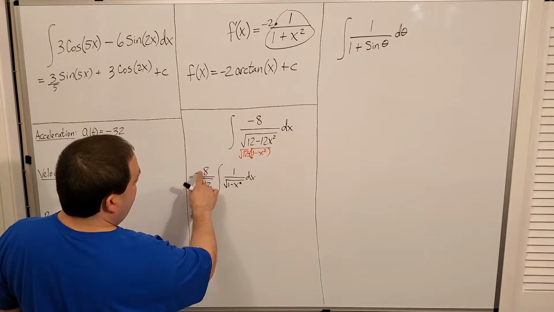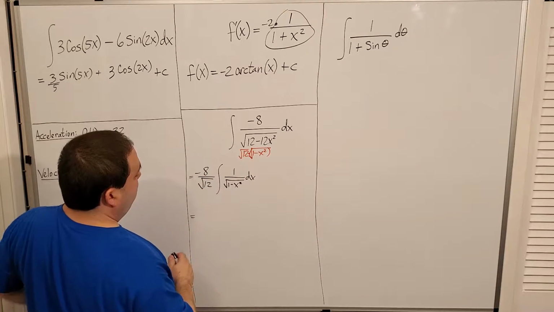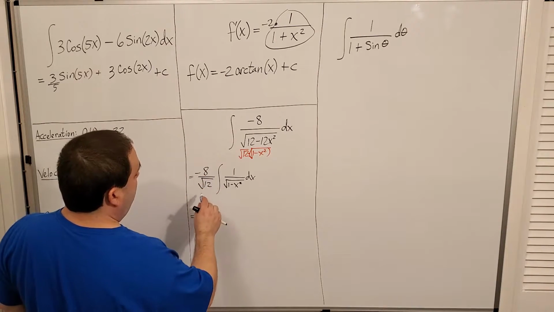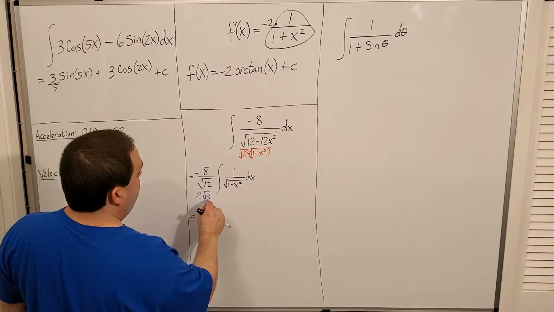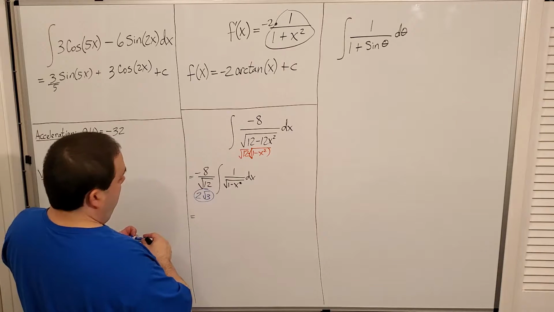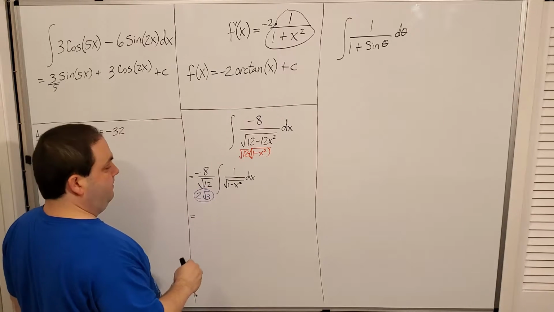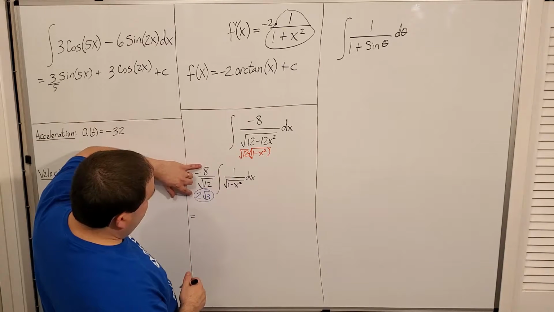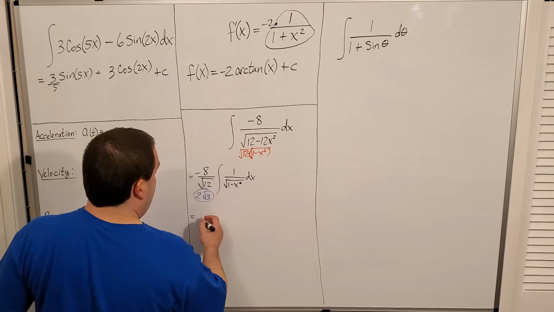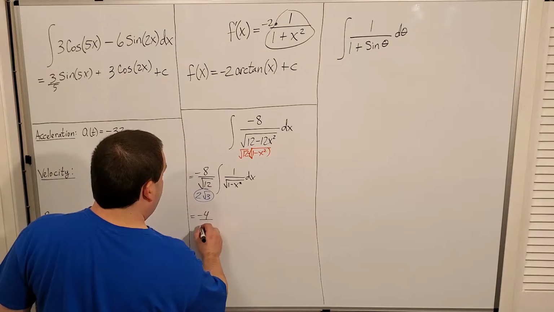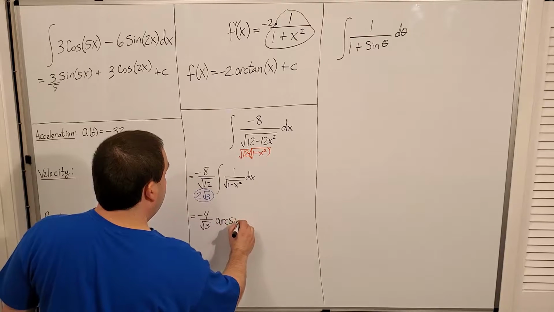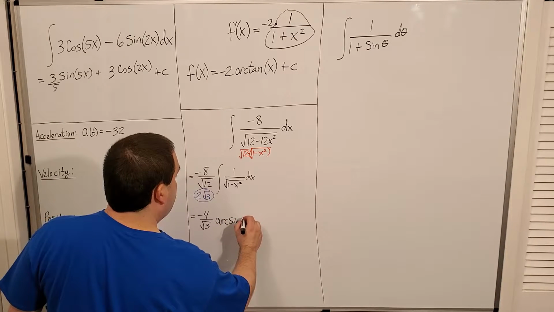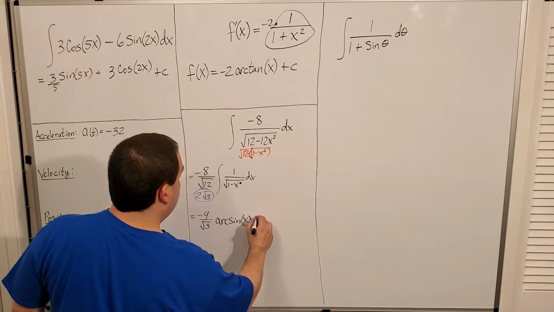Well, I can simplify this negative 8 over square root of 12 also. Don't forget, square root of 12, I can actually write as 2 square root of 3 instead, because 12 is 4 times 3. And I can actually reduce that, right? I can get negative 4 over square root of 3, and then this would be arc sine of x plus c.